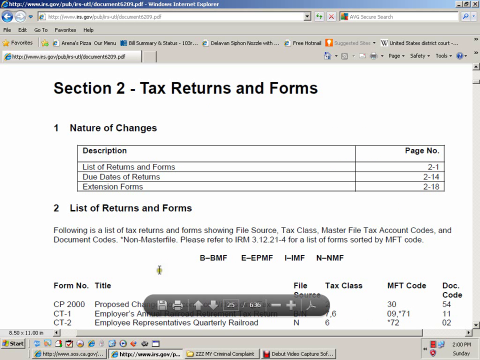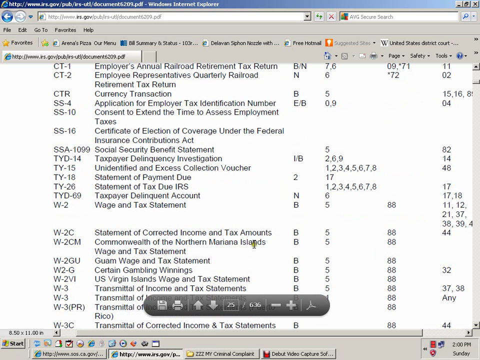So one of the many things is the IRS 6209 manual. IRS 6209, 2013 version as a PDF. Google it, you'll find it. If you go to page 25 of that 236-page PDF, because normally it doesn't take long to get the truth out. This is from the IRS, and what is it going to show? It's going to show the tax class of all the different forms that the IRS uses.